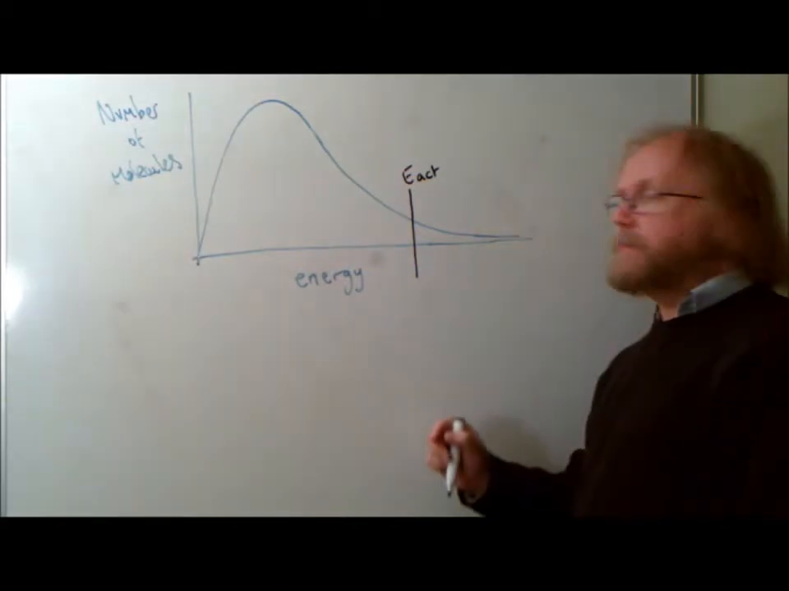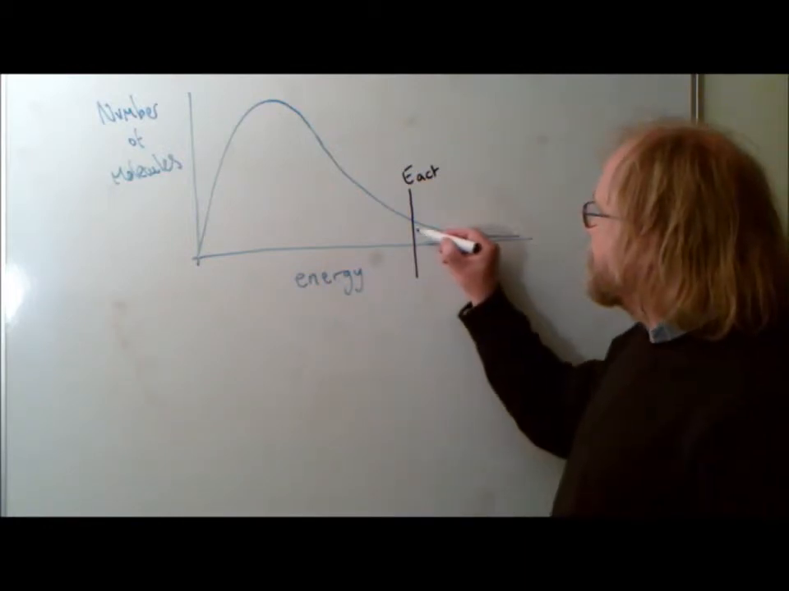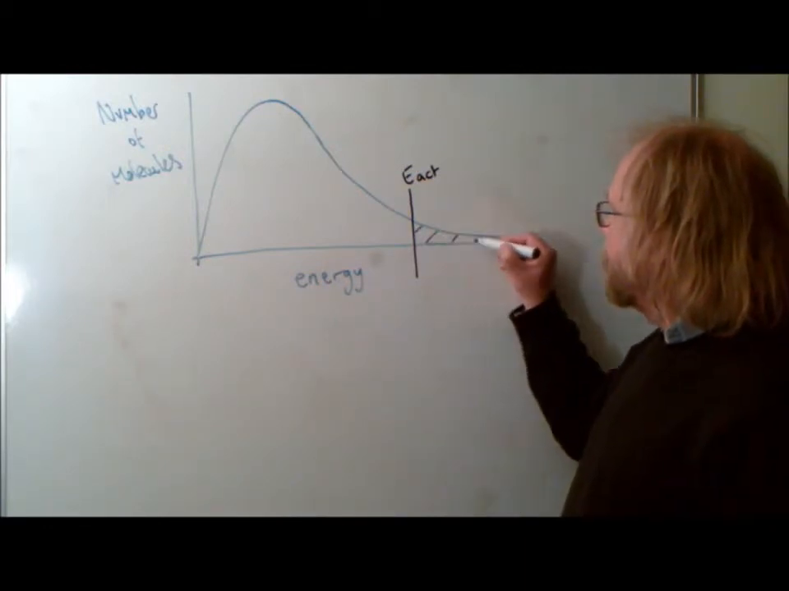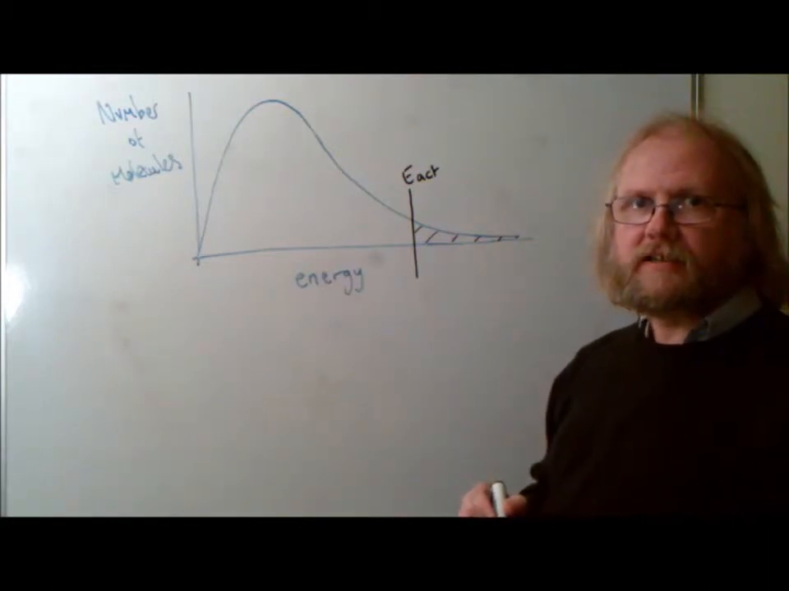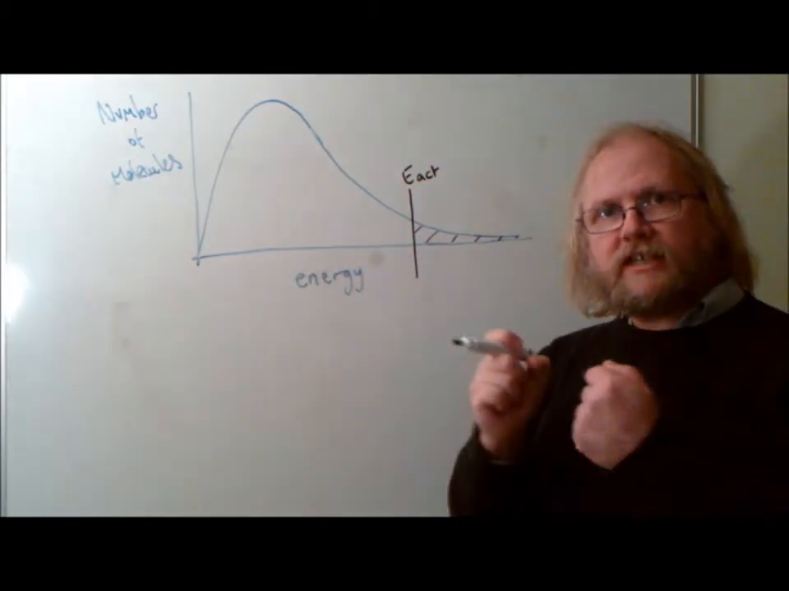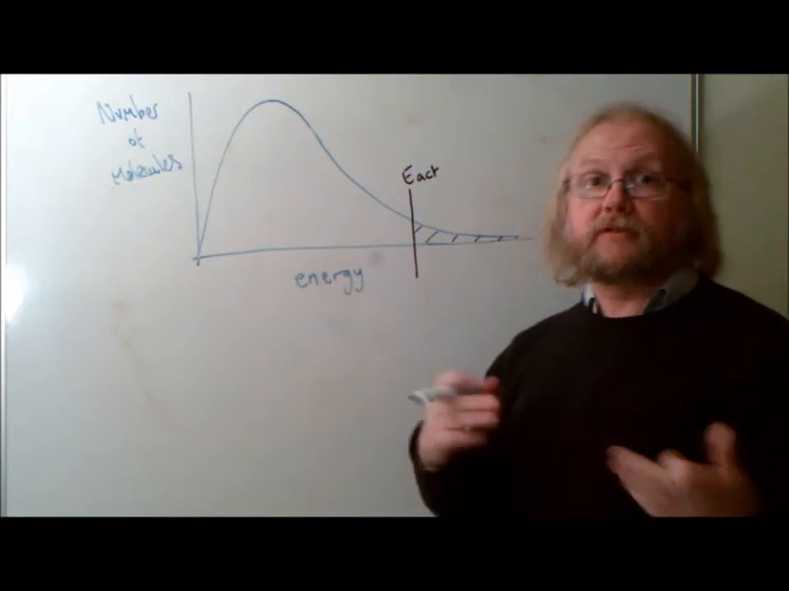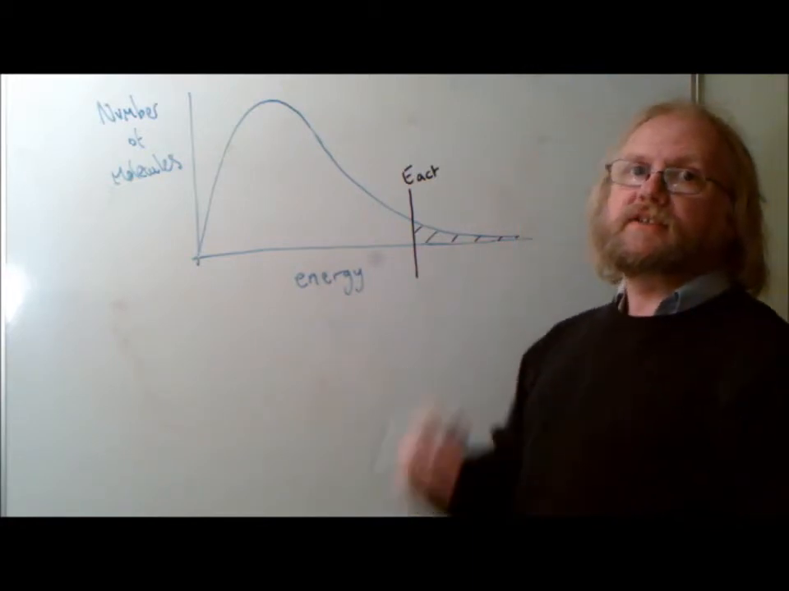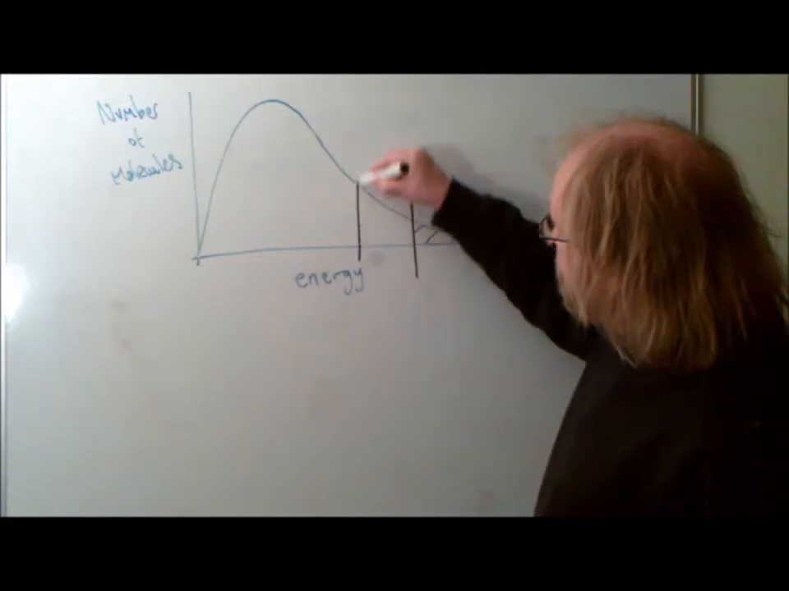And the idea is, remember, that only a small proportion of molecules represented by that area there have sufficient energy to react when they collide. All the rest of them, represented by this big area here, when they hit each other, they do it too gently and they simply bounce off and they can't break bonds and react. So the idea of a catalyst is that it gives you a new activation energy.